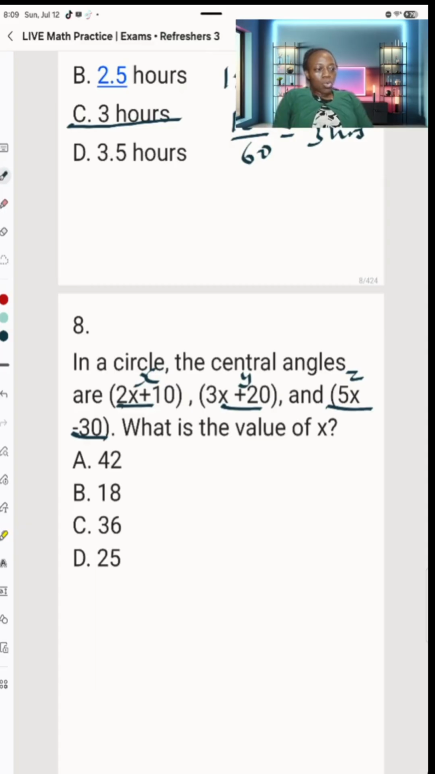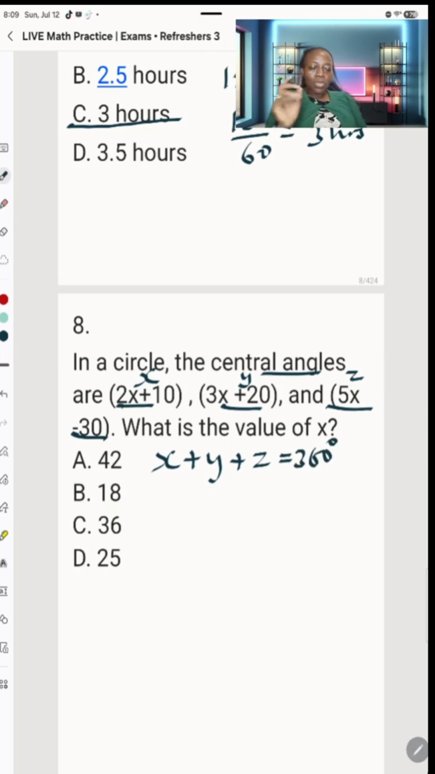So now, the question is talking about the central angle. Angles on a point. The sum of angles on a point will be what? 360 degrees. So that is one of the principles we need. So that will make X plus Y plus Z, as I represented all those values by using X, Y, Z, equal to 360 degrees, being the sum of angles on a point.